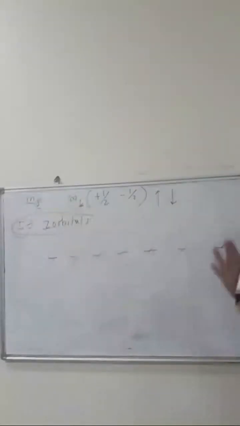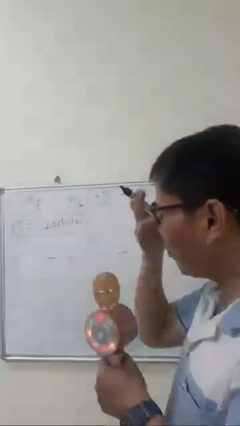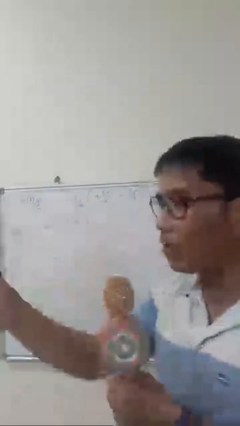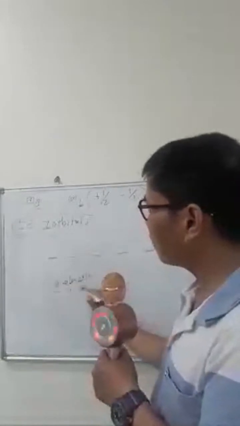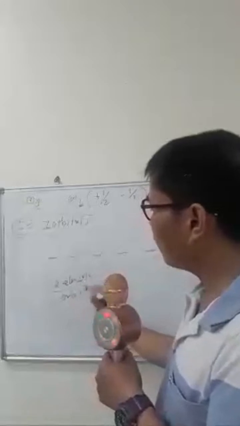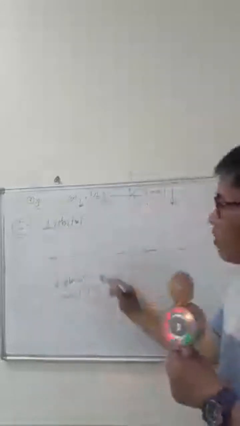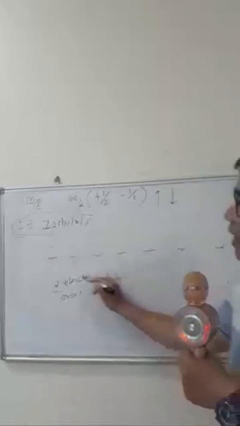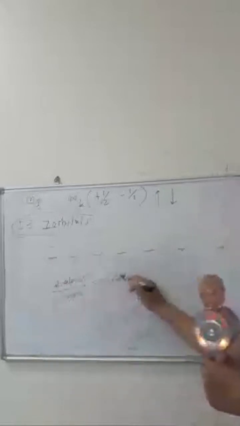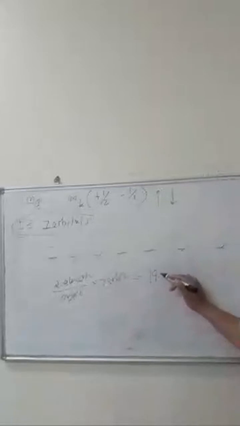Okay, this is already also stock knowledge or acquired knowledge in your chemistry. So I said a while ago the theory, right? That 2 electrons per orbital. And now we have already the orbital. So I told you 7. So 7 orbitals times 2, so there are 14 electrons.